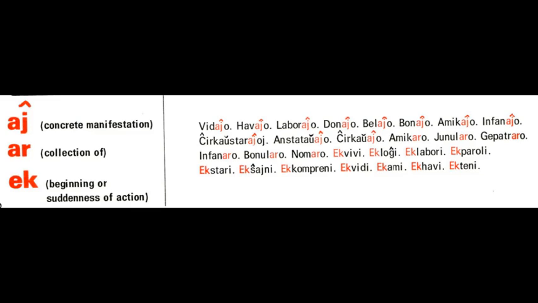Vidaĵo, the thing seen, a sight. Havaĵo, the thing you have, property or possession. Laboraĵo, the thing you work, an artifact. Donaĵo, the thing given, a gift. Belaĵo, a thing of beauty. Bonaĵo, a good thing. Amikaĵo, a concrete manifestation of friendship, a friendly gesture.